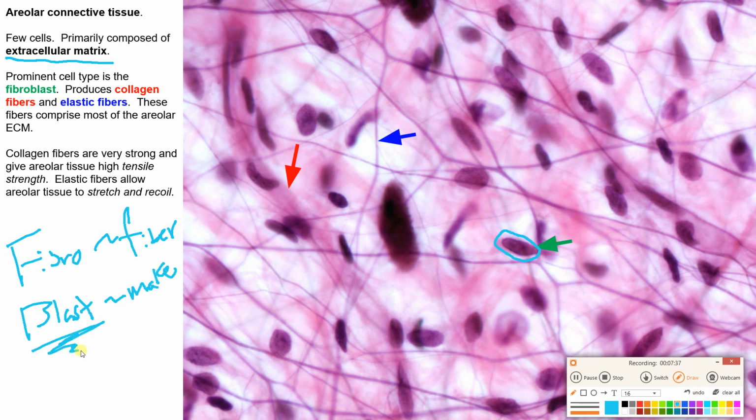This is going to be good. We're going to see this suffix in many words. So a fibroblast is a fiber maker. All right, cool.